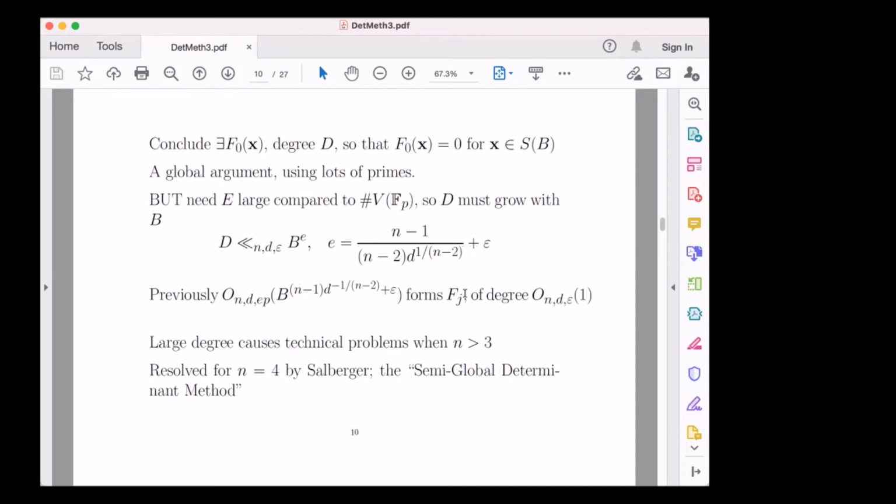Now in the p-adic determinant method, we covered all the points with this many forms, Fj. So if you compare the exponent here with the exponent from the global method, you see that they differ by this denominator factor d to the n minus 2. So Salberger's global method can be thought of as improving things by this factor n minus 2 in the denominator. That makes no difference when n is equal to 3, but it's already better for n equals 4 and higher.